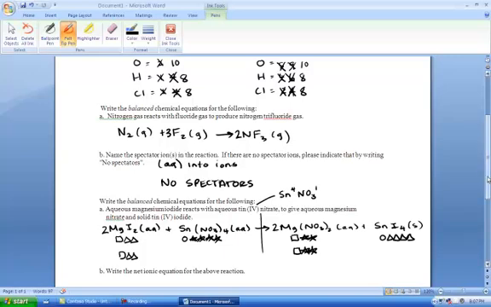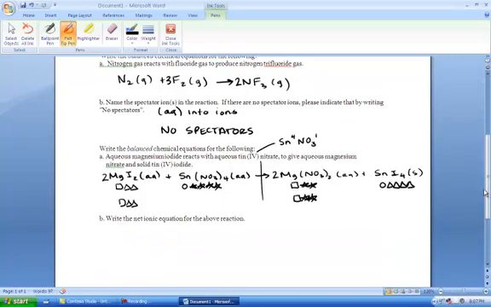Now, the last thing we're going to do is write the net ionic equation for the above reaction. To do that, I'm going to show you how to write the ionic equation, just for practice. Every time we have something aqueous, remember we're going to break it into ions. So, magnesium iodide would look like this. And tin nitrate would look like this.